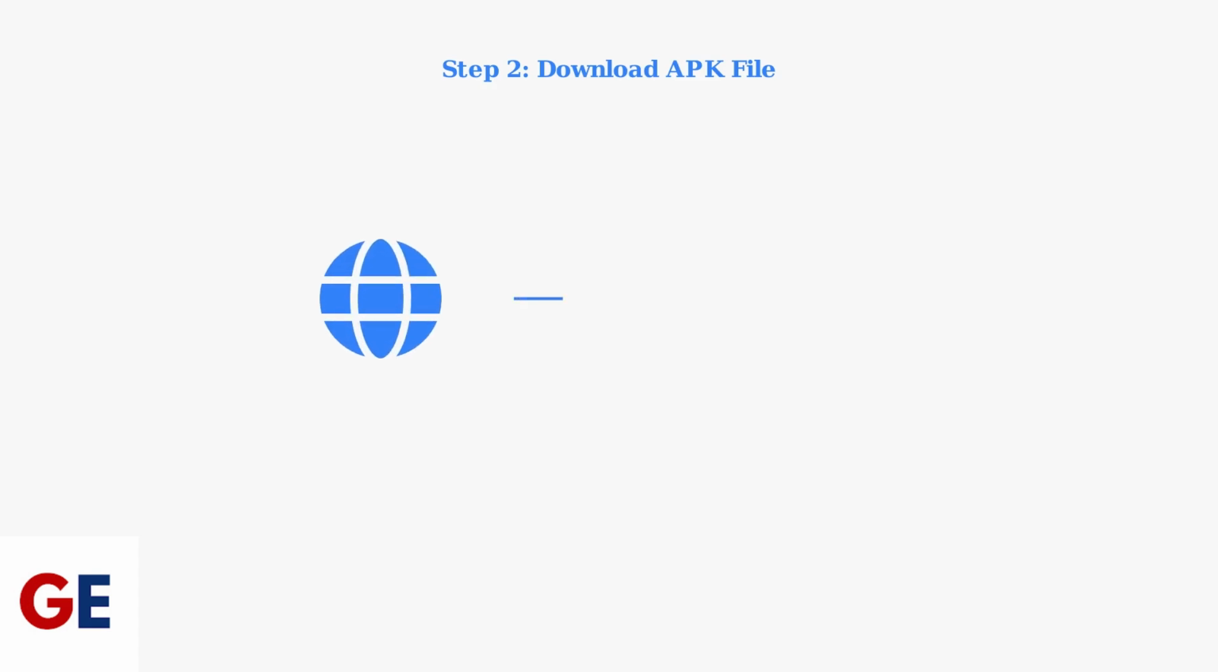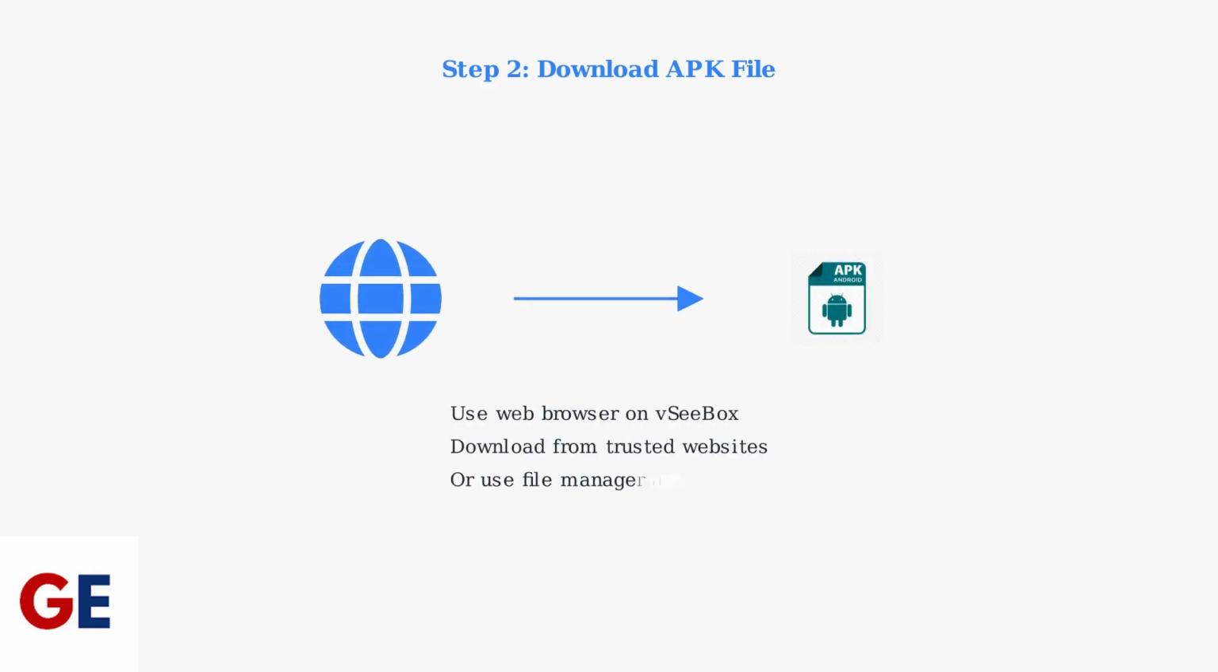Next, download the APK file using the web browser on your VSeeBox or through a file manager app. Make sure to download from trusted websites to ensure the safety of your device.